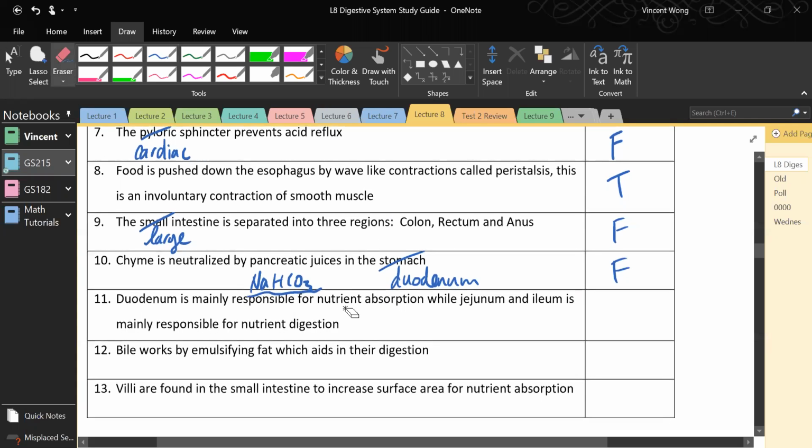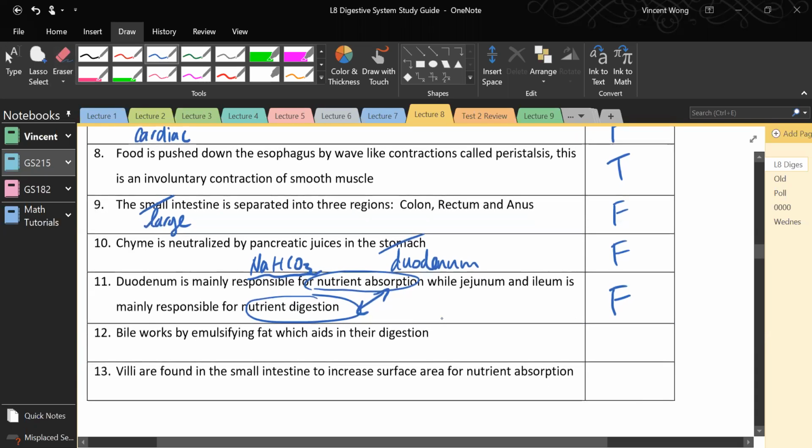Duodenum is mainly responsible for nutrient absorption, while jejunum and ileum are mainly responsible for nutrient digestion. False. It should be the other way around. These should be swapped.